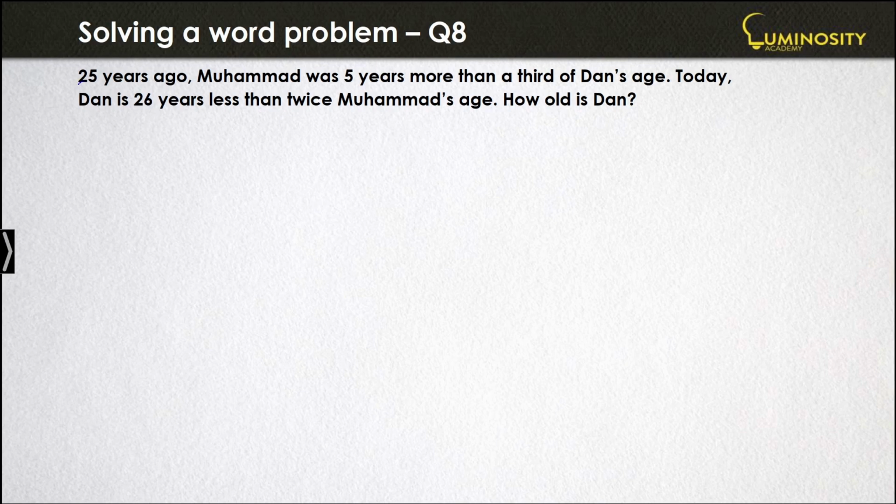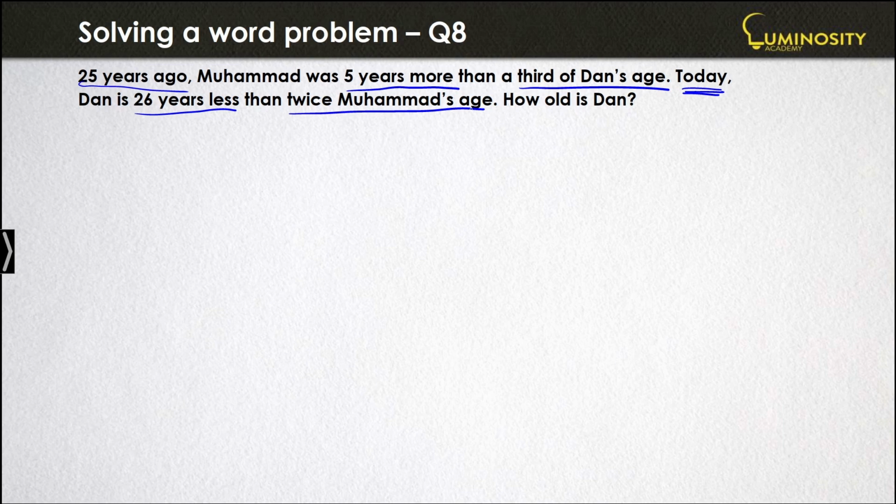25 years ago, Mohammed was 5 years more than a third of Dan's age. Today, Dan is 26 years less than twice Mohammed's age today. How old is Dan? Alright, so after reading the whole question, we are asked to find Dan's age.